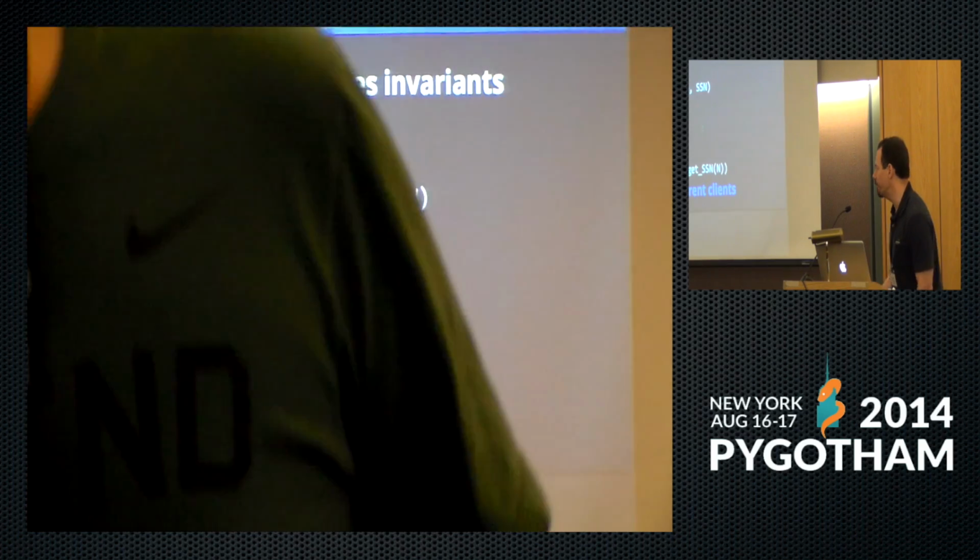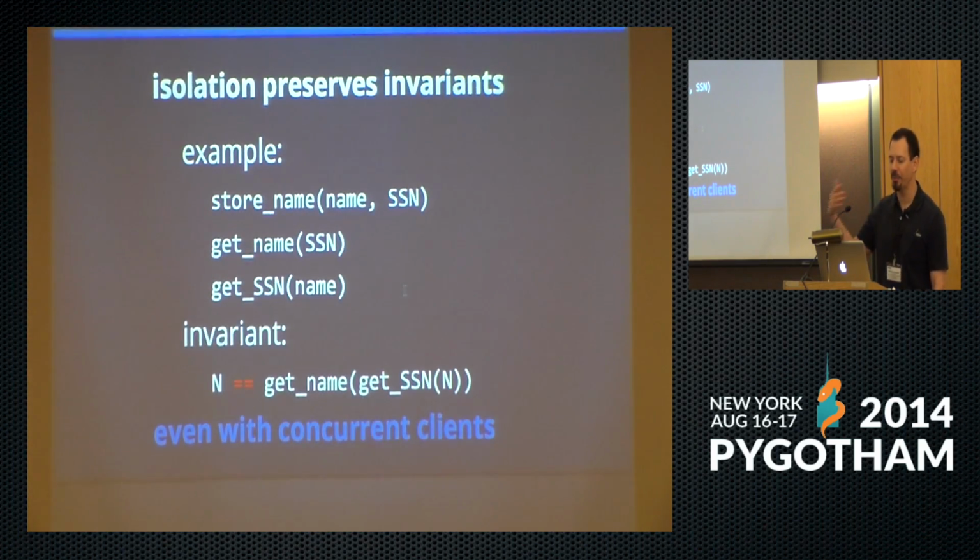A simple example of preserving invariants: you may have some sort of operation that's storing people's names and social security numbers, and obviously they need to be associated. And you may have a function that gets the name from the social security number, and another that gets the social security number from the name. And obviously an invariant that we would like is that if you get a name from a social security number, and then get the social security number of that given name, you're going to get back the same thing. Well, you can easily imagine concurrent scenarios where lots of different clients are writing where that can get corrupted, and you're not going to get back the same thing because a name was changed but the social security number remained the same, or whatever.